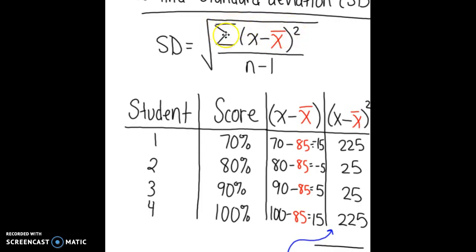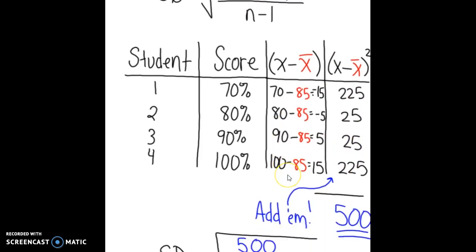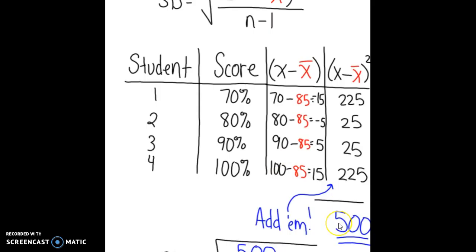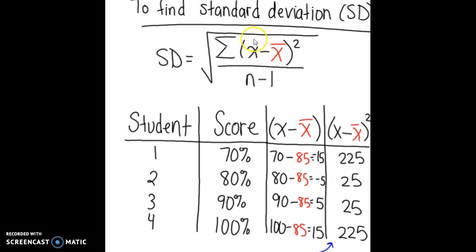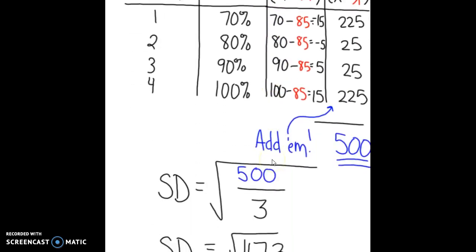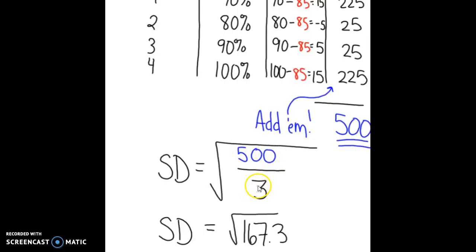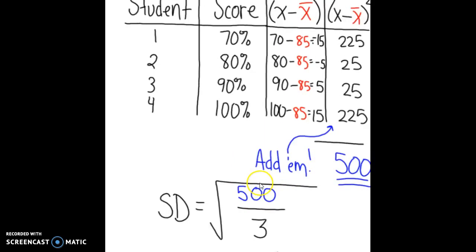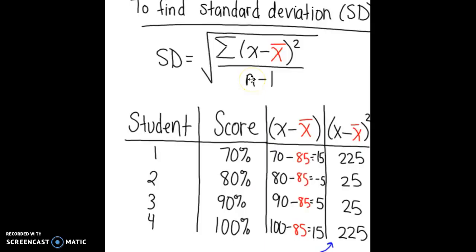Now this big weird looking E right there means add all those together. So I'm going to take 225 plus 25 plus 25 plus 225, and if my math is correct, I get 500. That's the number that I'm going to put up here on top of this line for that whole thing. So I take 500 and then I divide by 3. Where'd you get 3? Well, because n is my number of students, and I have to take 1 off there. Why? Quit asking questions. Just do it.